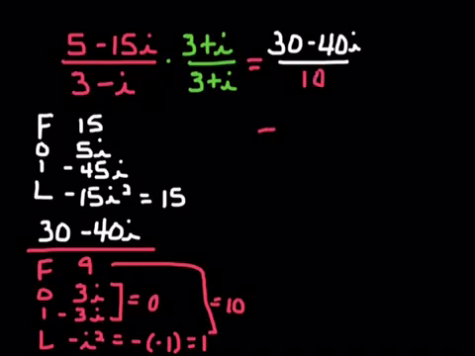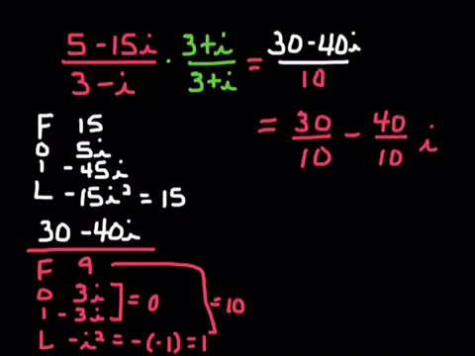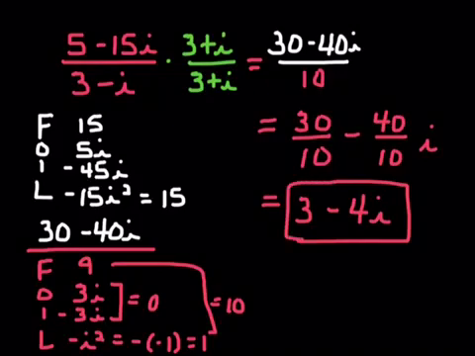Okay, let's separate the 30 over 10 and the minus 40 over 10. 30 over 10 is 3. 40 over 10 is 4i. And it is a complete coincidence that that turned out to be the same answer as the previous problem. Not meant to be that way, but it worked out that way.